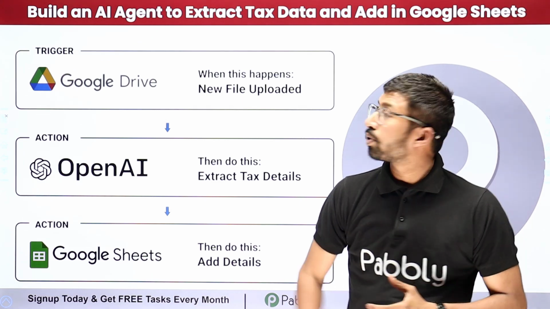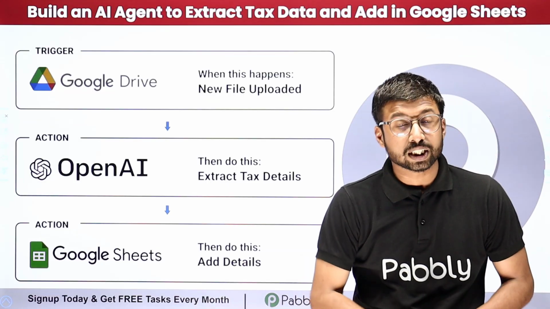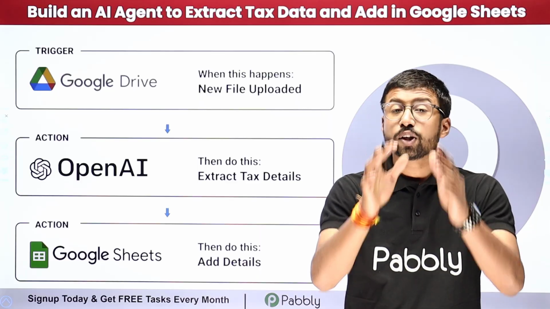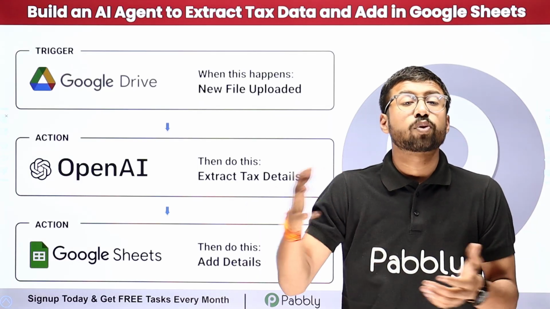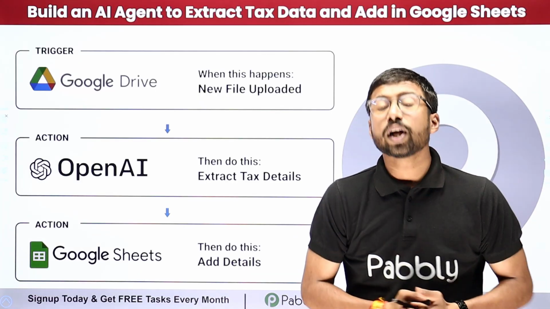So in this video, we are going to learn how to build an AI agent to extract text data and add it in Google Sheet. So if you have a tax consultation firm or you are into the taxation business, you must be tired of extracting the tax details from PDF documents. So in this video, we are going to build an AI agent which is going to help you a lot.